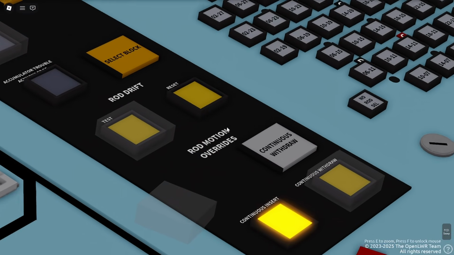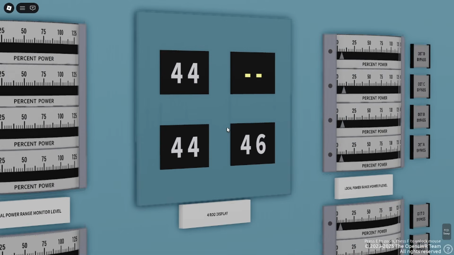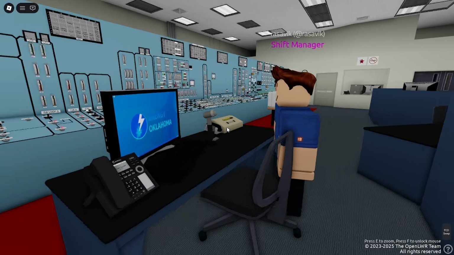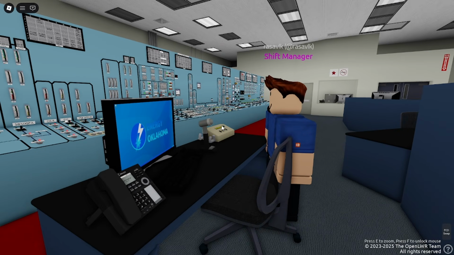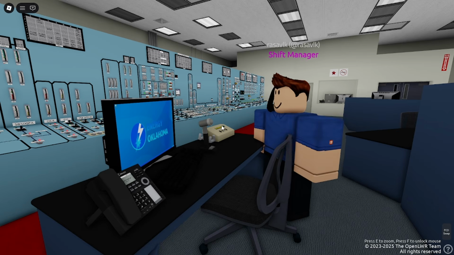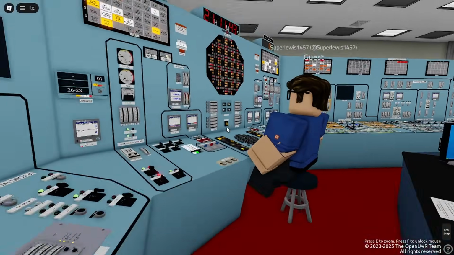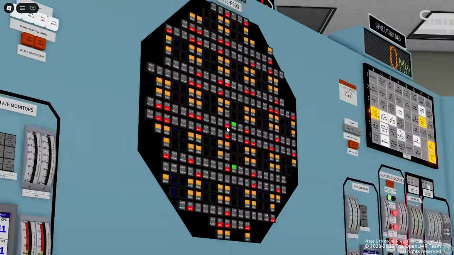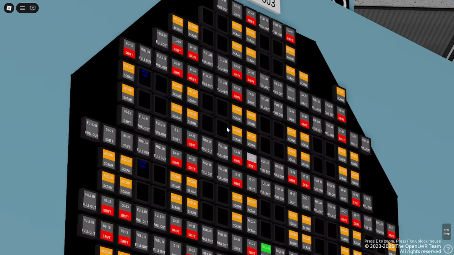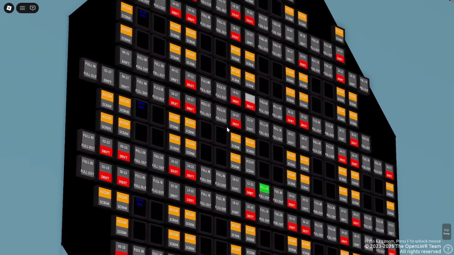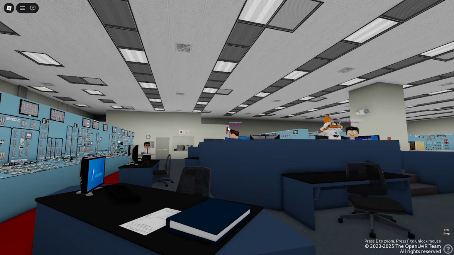Equipment operator to control room on party line 1. This is control room, go ahead. Both EPA divisions have been reset. I understand both EPA divisions have been reset. That's correct. Control room out. Equipment operator out. Crew update. Both EPA divisions have been reset. We have RPS back.